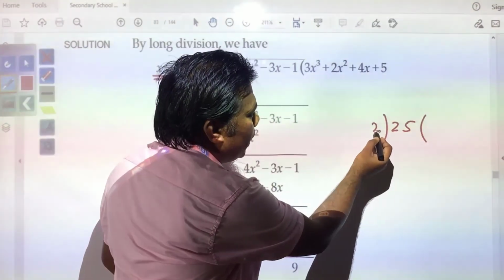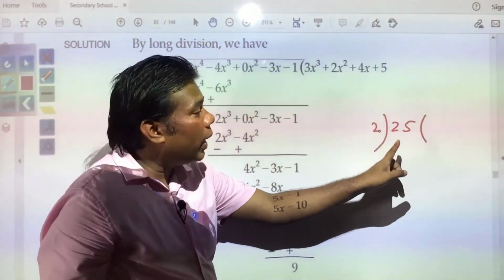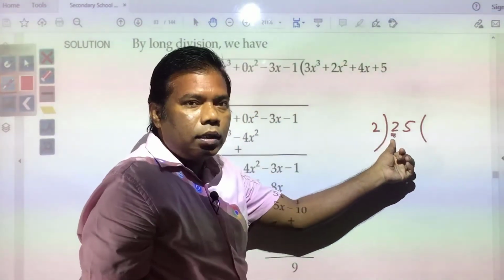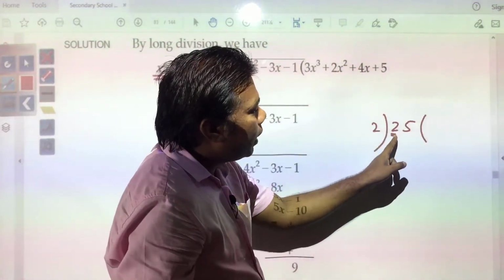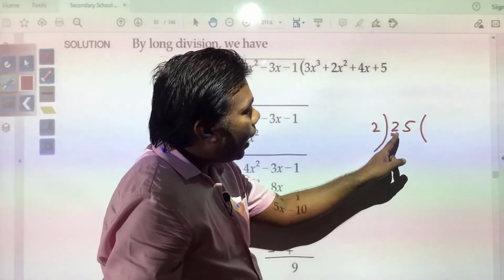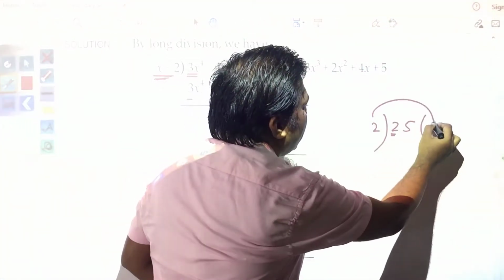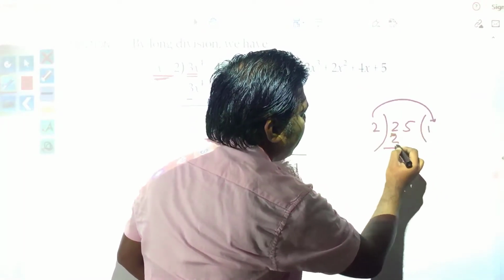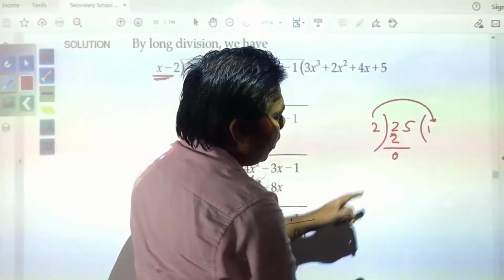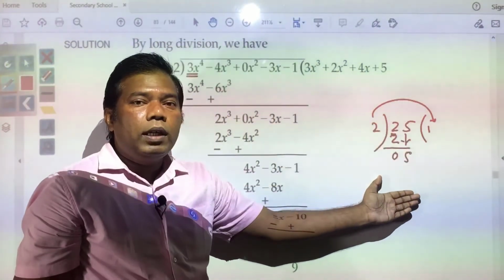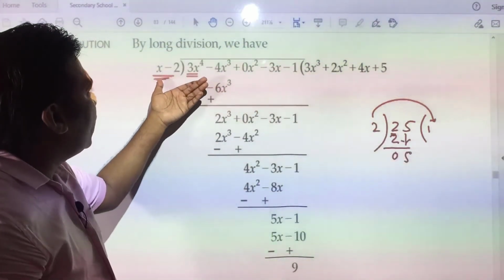We need to multiply this number so that we get the first digit, which should be equal or about equal to this digit. So what will we do? 2 ones are 2, so equal to this we have got, and then we have remainder 0, and the next term is taken down. Like that we proceed. The same thing is required to be applied over here.